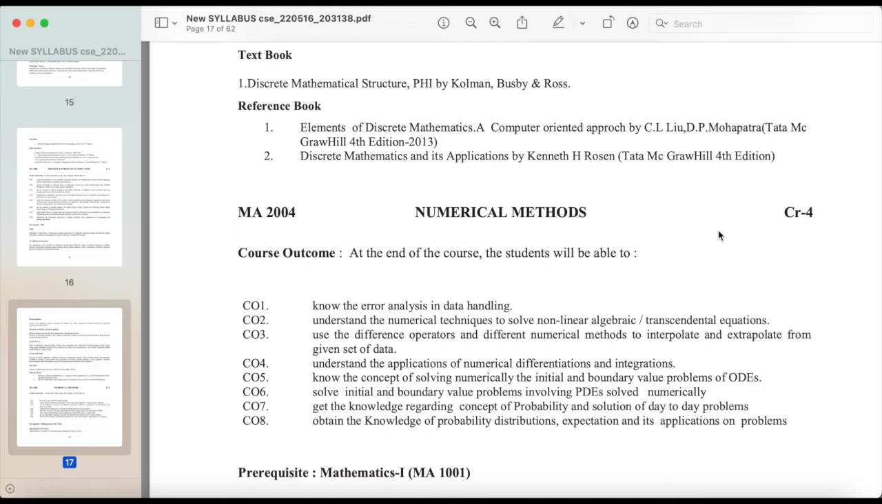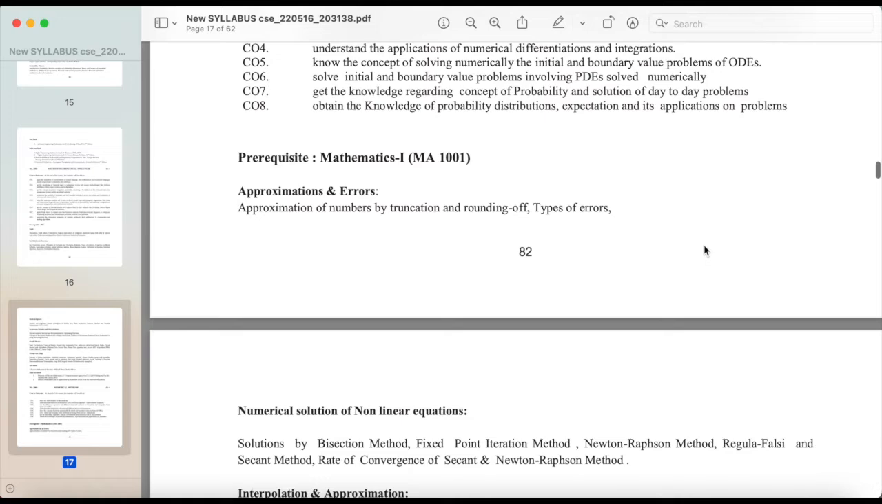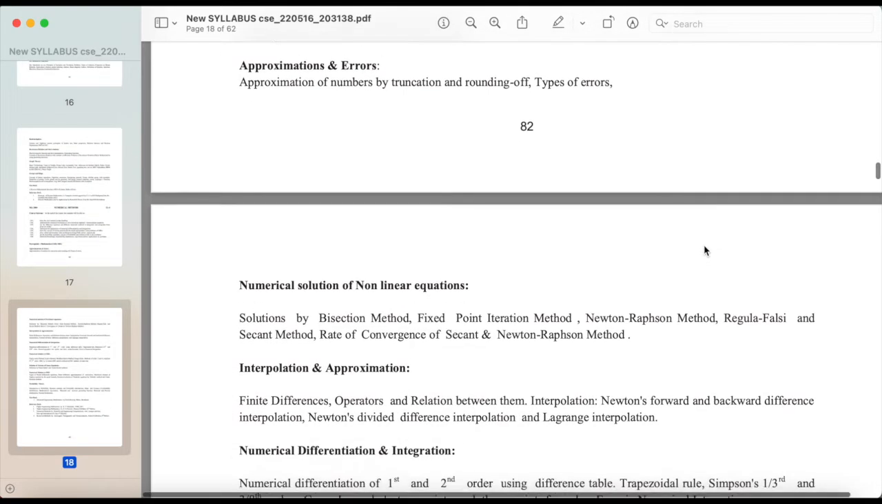Reference Book 1, Elements of Discrete Mathematics, a Computer-Oriented Approach by C. L. Liu and D. P. Mahapatra, Tata McGraw-Hill, 4th edition, 2013. 2. Discrete Mathematics and Its Applications by Kenneth H. Rosen, Tata McGraw-Hill, 4th edition.